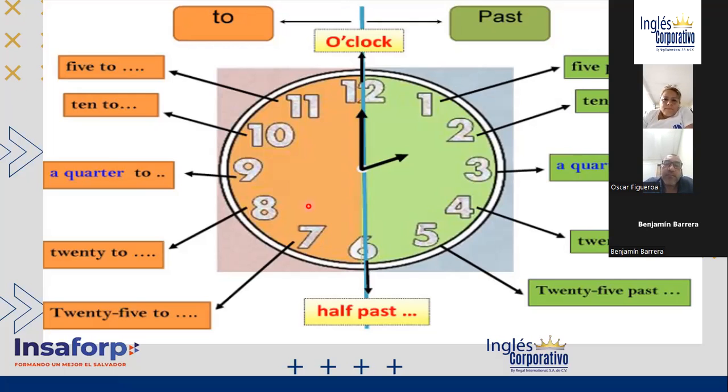Or I can say it is 9:15. Son las nueve y quince. So I have to use both ways. Okay, puedo utilizar ambas formas. So remember, a quarter, it means un cuarto. Now, cuando usted se refiere a la mitad o a media hora. How do we say that?